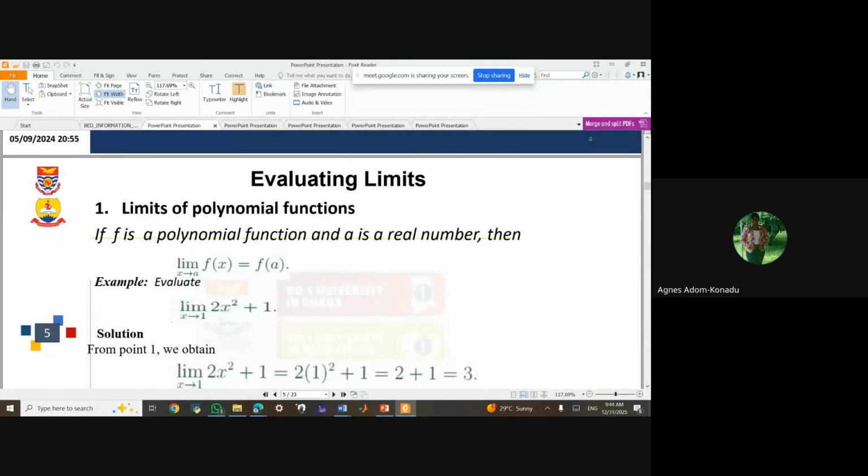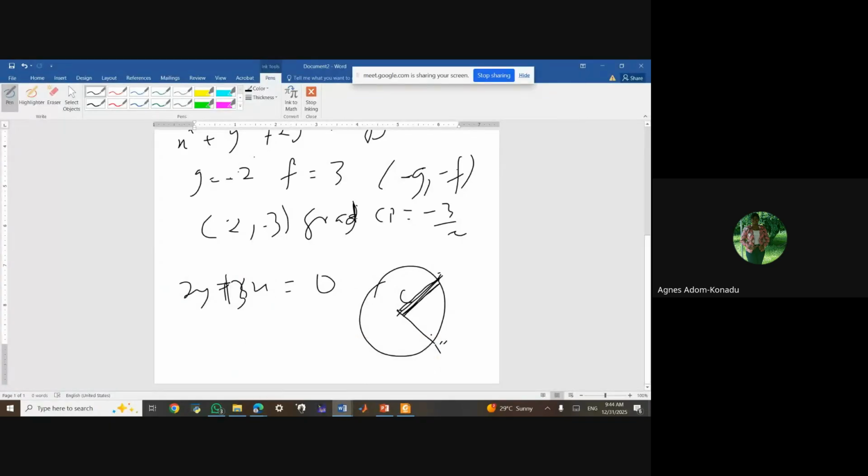Any function that can be written as a times x to the power n, that is, a_n x to the power n plus a_(n-1) x to the power n minus 1, going down to a_0, is called a polynomial function. Okay.